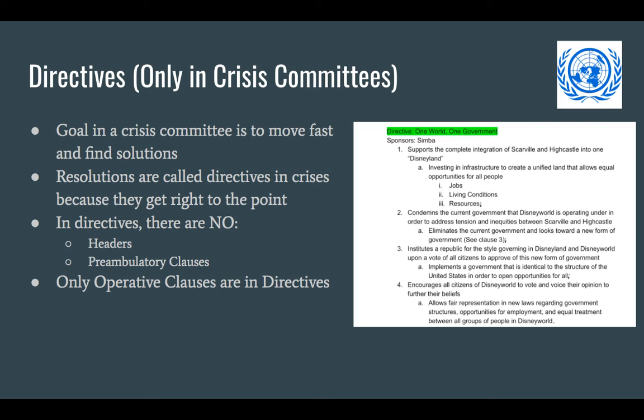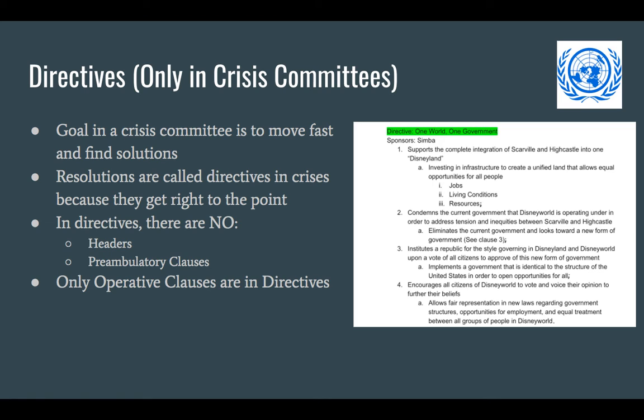So the goal in a crisis committee is to move fast and find solutions. If you have been in a crisis before, you know it's very, very fast paced and it's very chaotic most of the time, which is completely okay. So the directives, which in this case are the resolutions, but now they're just called directives. So don't let that confuse you. They have two different names and they are a little different, but that doesn't change the value that they have. Same goal. Crisis committee is to just find a solution to this topic.